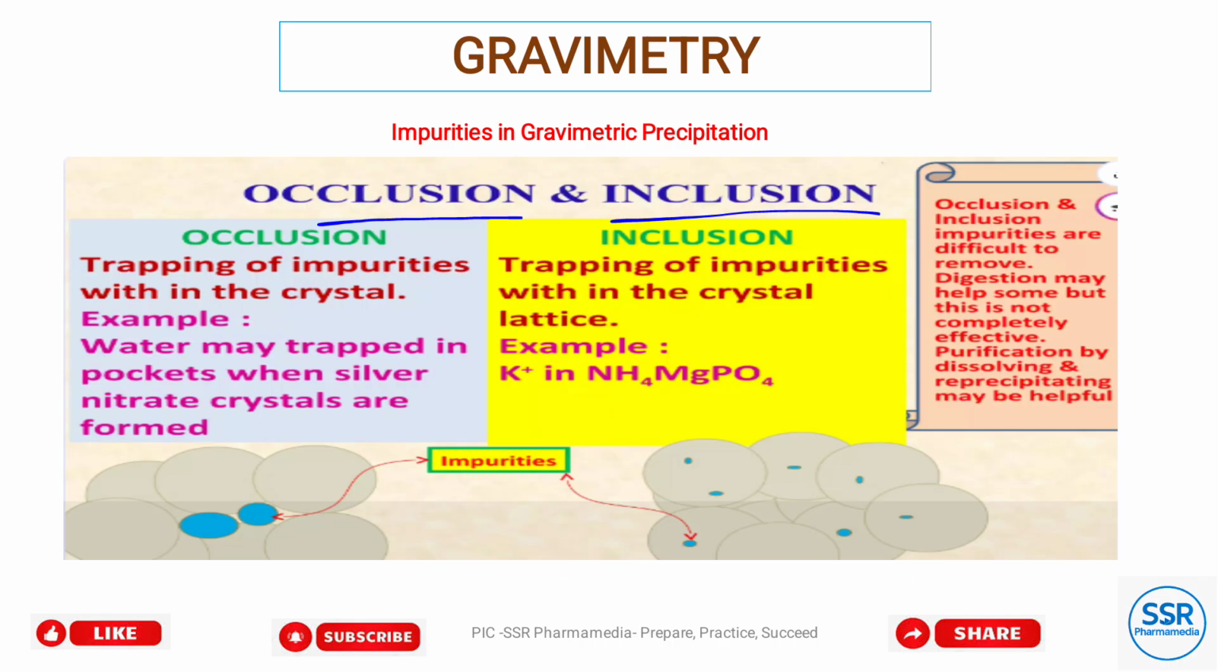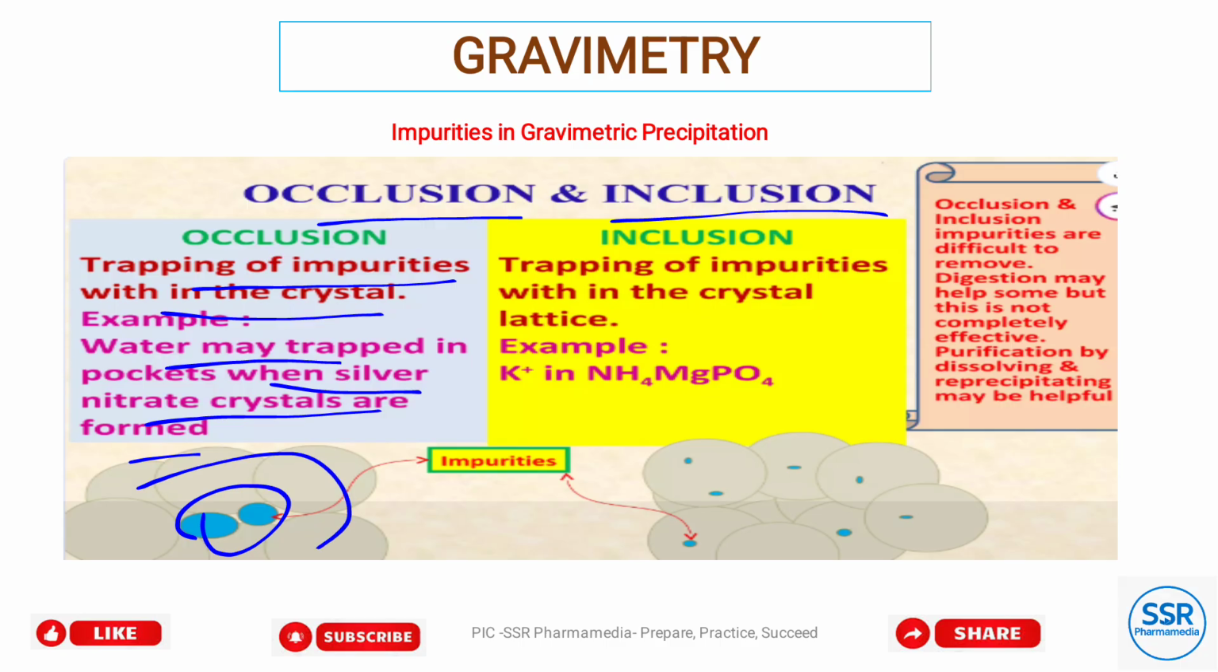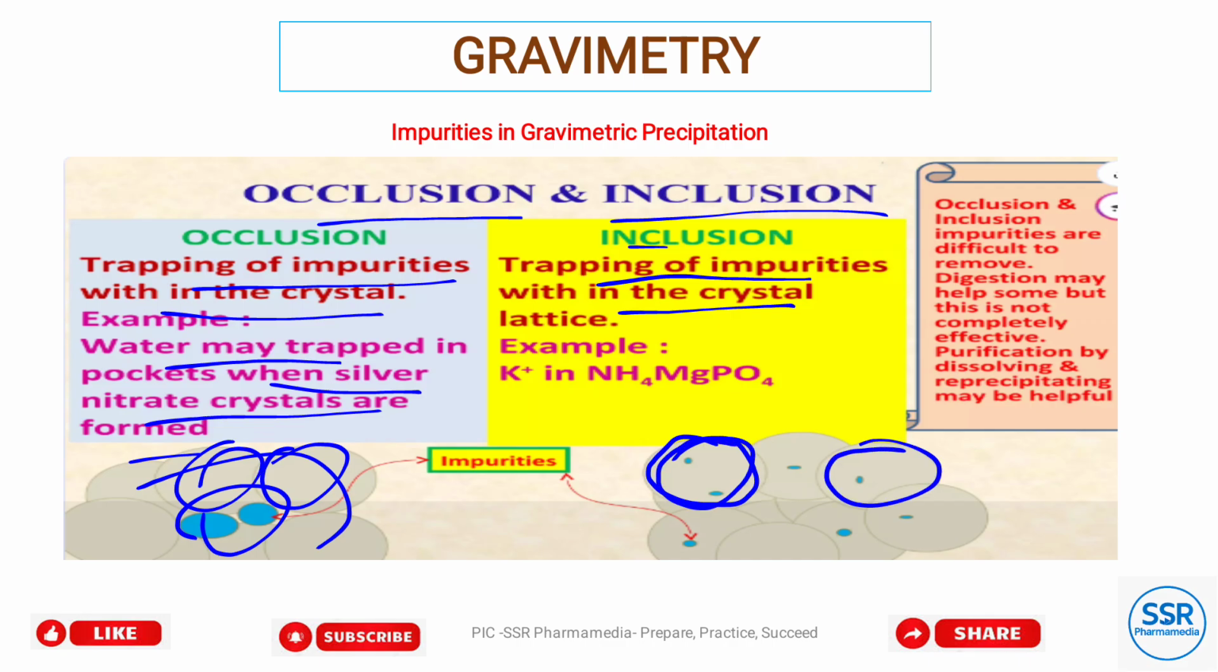Occlusions and inclusions. Occlusion means trapping of impurity within the crystals. For example, water may become entrapped in pockets when silver nitrate crystals are formed. So water is entrapped in occlusions in the silver nitrate crystals. Inclusion means trapping of impurities within the crystal lattice, for example potassium ions. The water molecule is between the crystals, but inclusion means inside the crystals. So individual crystals it may adsorb.